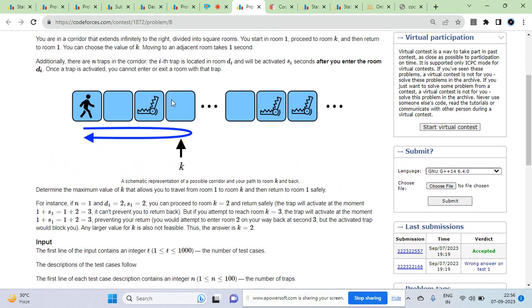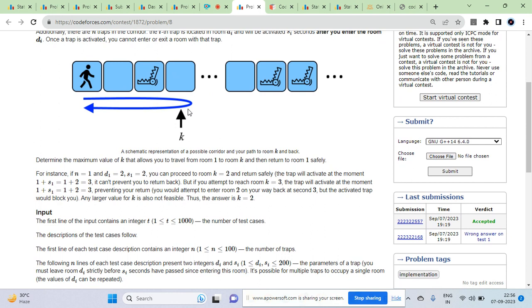So 1 to 2, 2 to 3, 3 to 4, and to 5. Let's say k is equal to 5. Then 5 to 4, 4 to 3, 3 to 2, and so on to 1. So this is what you need to do. And why do I only move up to 5? There's no limit in that. You can move as much as you want, but as much as you can.